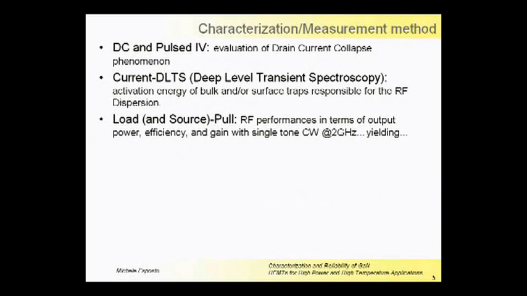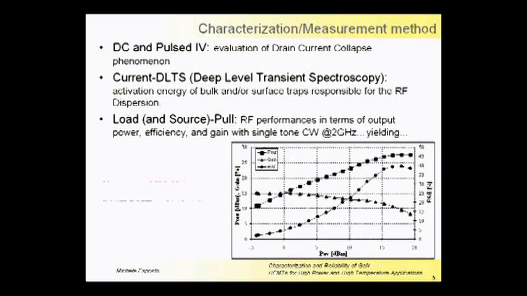The characterization method employed to evaluate the RF performances is a load pull setup system at 2 GHz, and the performance obtained is a saturated output power of more or less 3 watts per millimeter with a peak power added efficiency of about 39%.